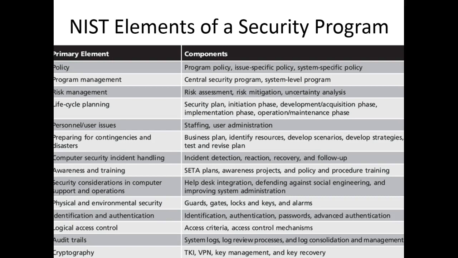The NIST handbook covers a lot of topics such as elements of computer security, roles and responsibilities, common threats, common information security controls, risk management, security program management, and contingency planning. Here you can see some of the elements presented in SP 800-12 and SP 800-14, the primary elements such as policy, program management, risk management, and so on.